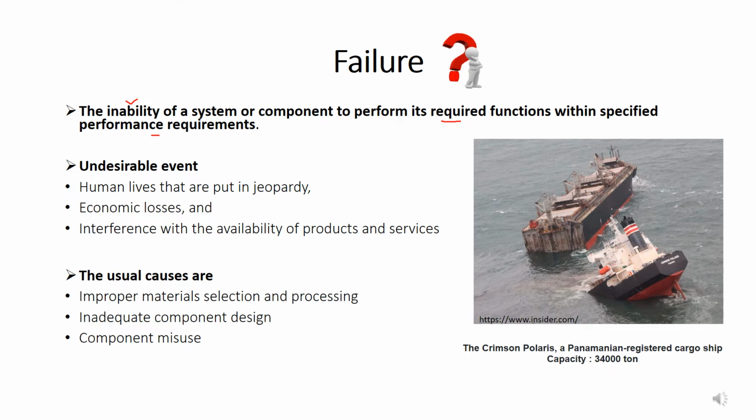So here you can see this picture, that a cargo ship has been broken down into two parts. So it has failed, and it is a 34,000 ton cargo ship which has been found on the Japanese coast, a Panamanian registered cargo ship, and it is a recent incident. You can see that this incident has led to so much economic loss, and it has also put the sea species in difficult situations.